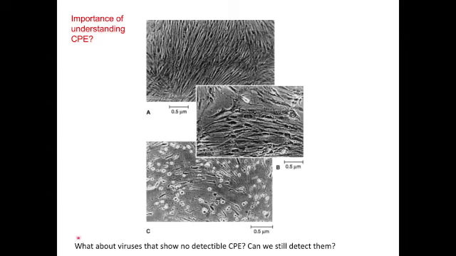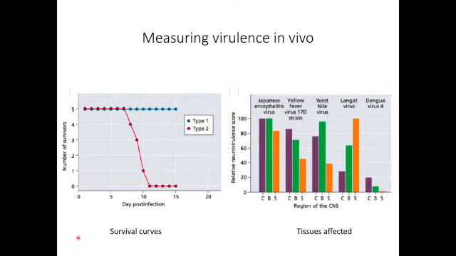But what about viruses that don't show any detectable CPE? What if we infect cells with this virus and the cells still look completely normal? Can we still detect them? And the answer is yes. Even though we may not see changes to a cell in culture, we can still detect our viruses. We can do this in vitro using a plaque assay, which I've decided not to talk about here because it's just not that pertinent that you understand how a plaque assay works.